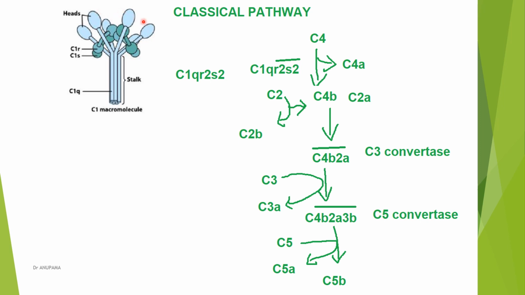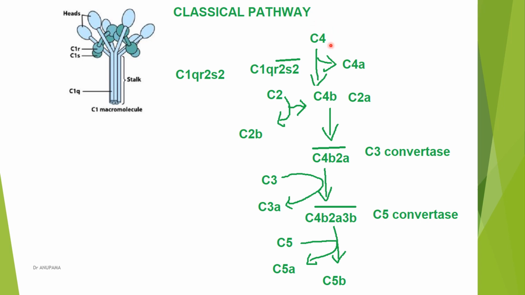The heads interact with the CH2 domain of the antibody. This induces changes in the C1r and C1s. There are two C1r molecules and two C1s molecules. These get activated, so we put a bar on C1r2 and C1s2. We put a bar indicating that they are activated, and these in turn activate the C4 component.